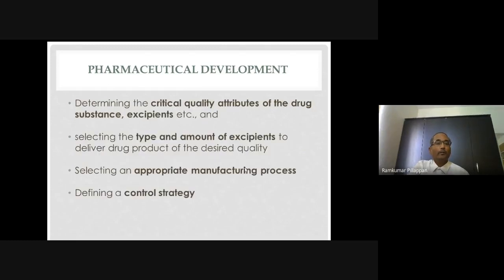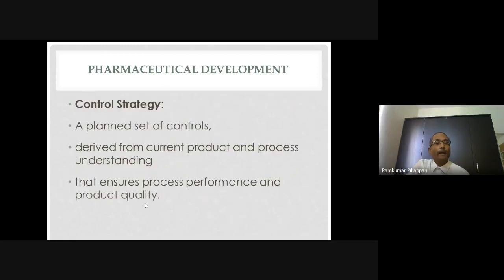So critical quality attributes for the drug and for the excipient matter. So you have to choose the right type of excipient and also the right amount of excipients, and also the correct or appropriate process, and also a control strategy. See, this word is new in this session. So what is control strategy? A planned set of controls. As I said, the system should be there in the factory, in the R&D, and in the QC. A planned set of controls which will be derived from the current product and process understanding.